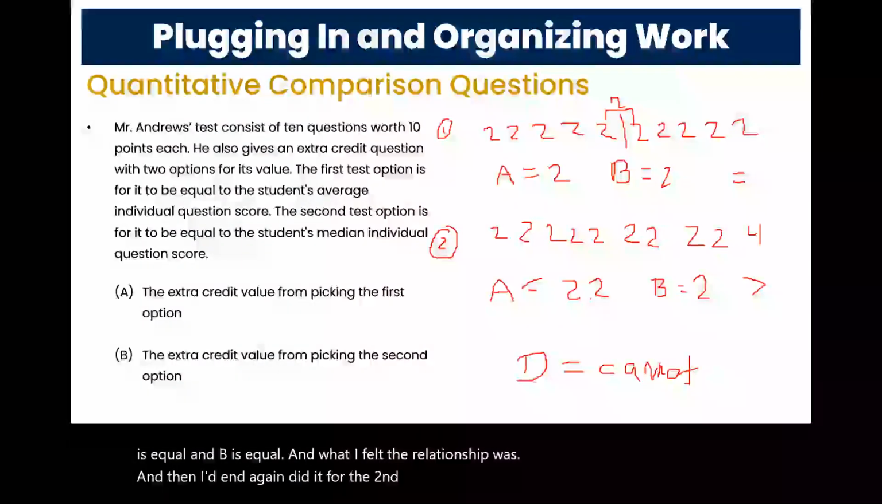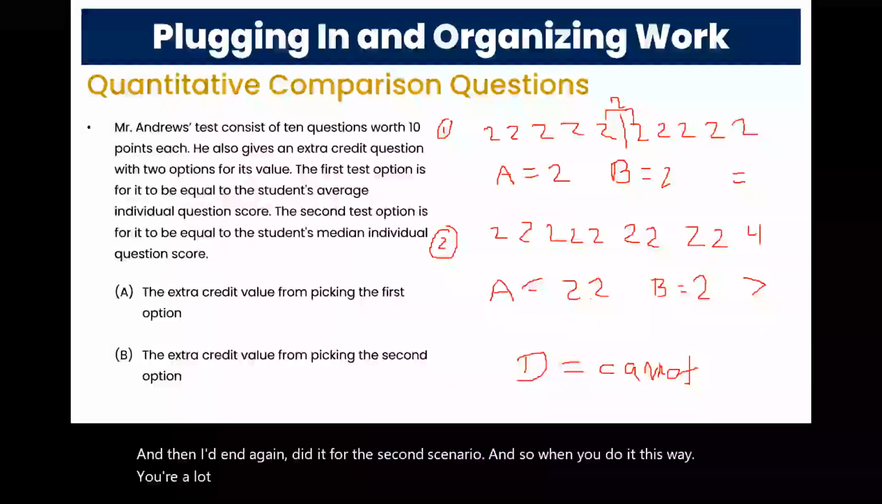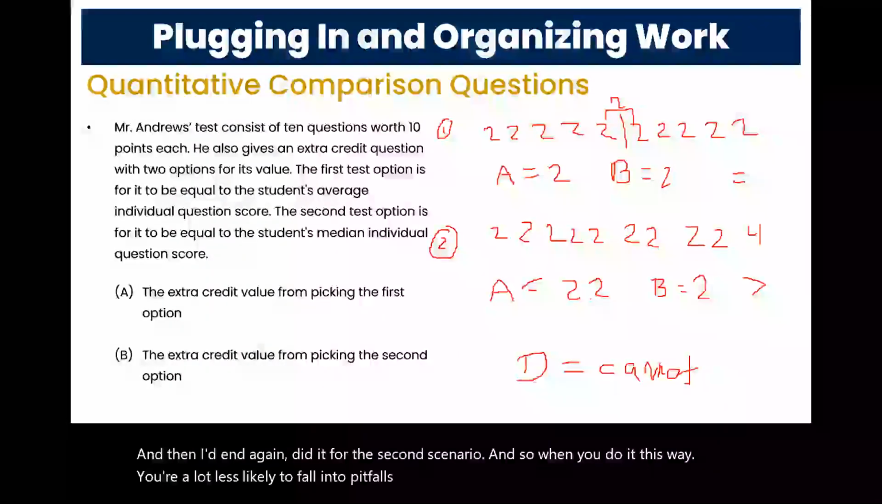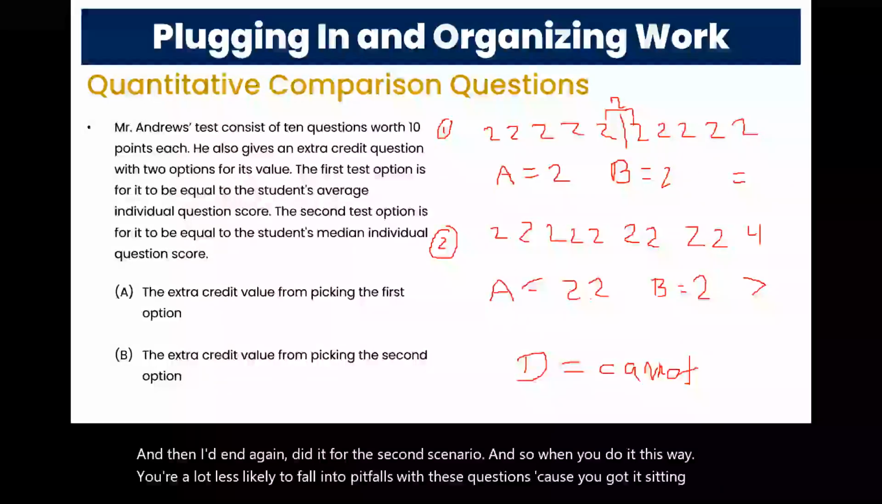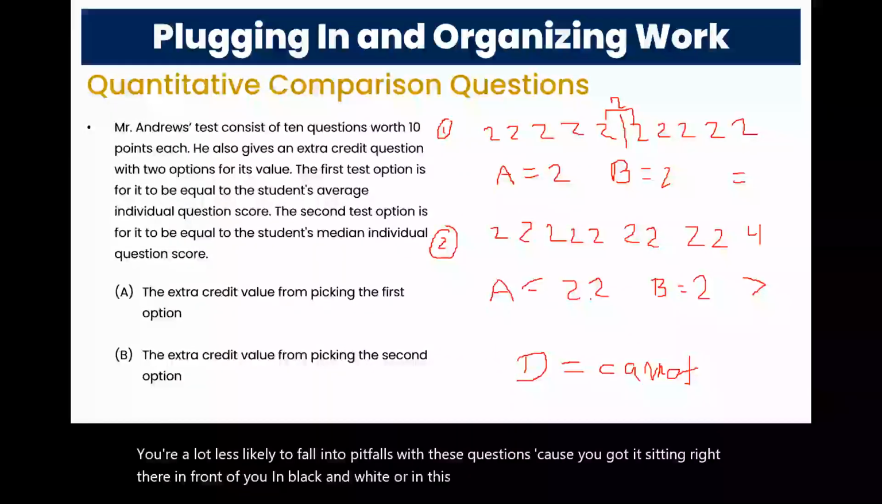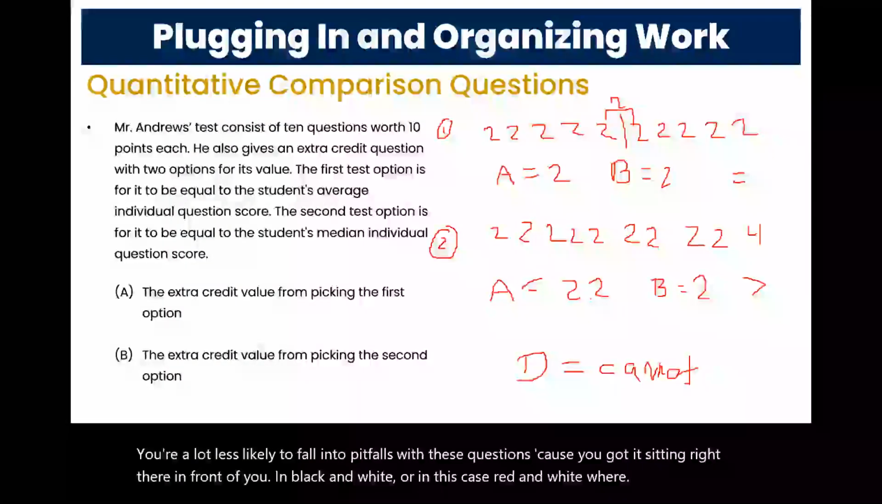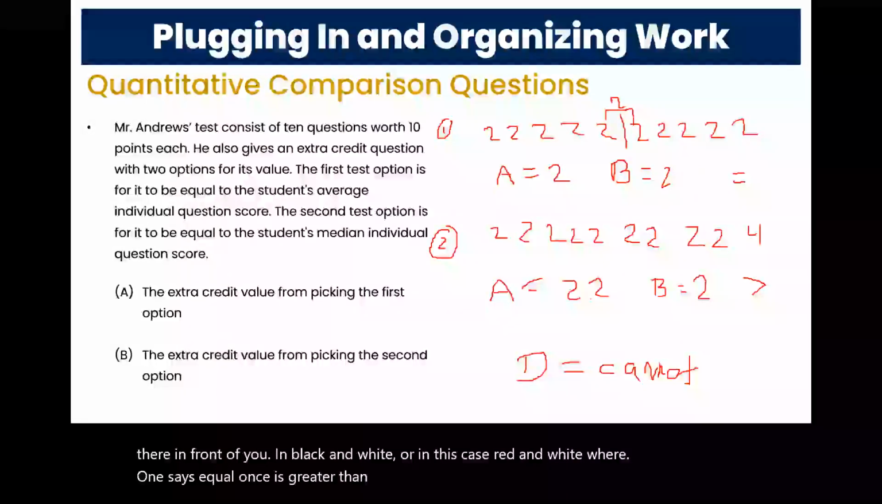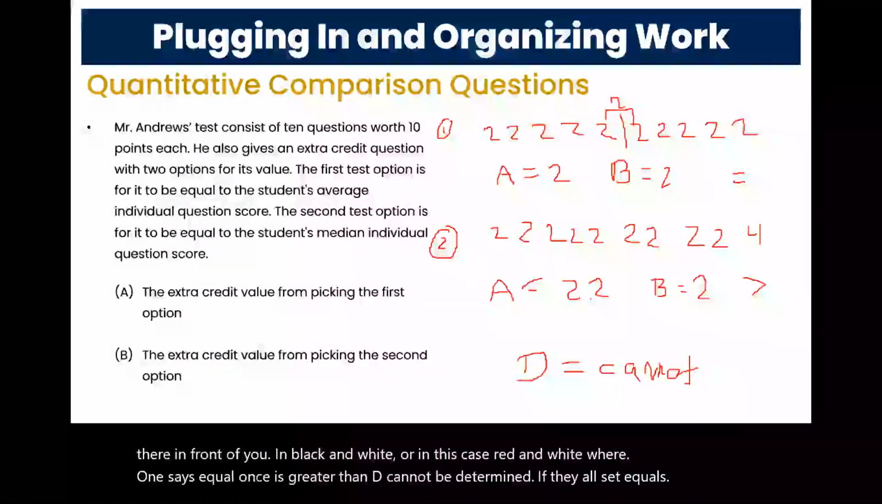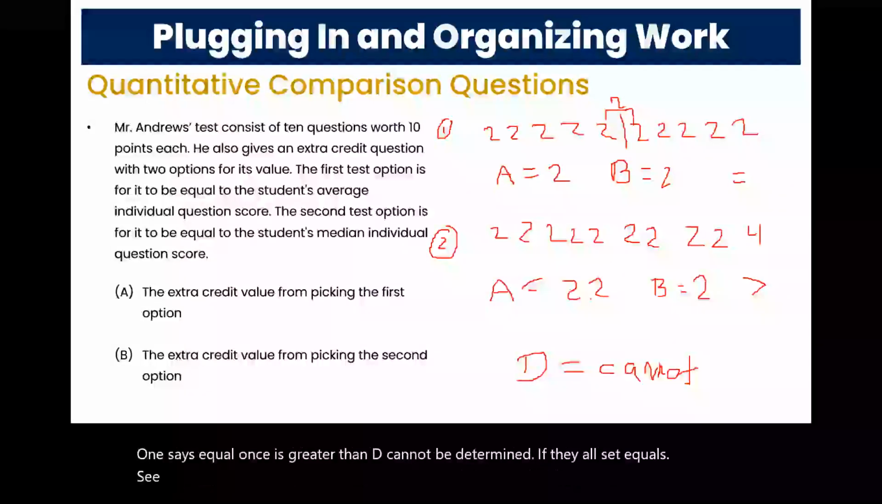And so when you do it this way, you're a lot less likely to fall into pitfalls with these questions, because you've got it sitting right there in front of you in black and white, or in this case, red and white, where one says equal, one says greater than, D, cannot be determined. If they all said equals, C. If they all said greater than, then A, and so on and so forth.